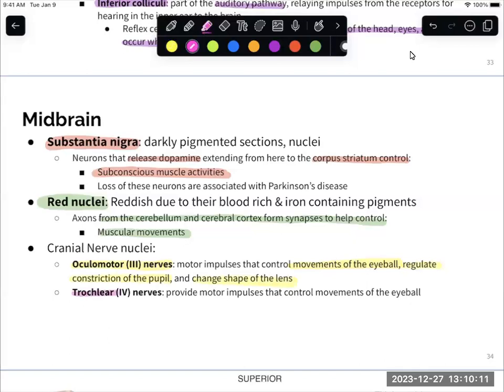And then my other cranial nerve, trochlear nerve, is the third nerve that allows you to move your eye. Oculomotor, trochlear, and abducens, all three of those cranial nerves let you move your eyes around.